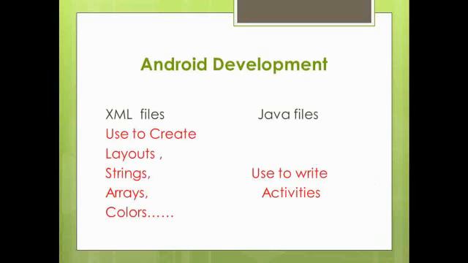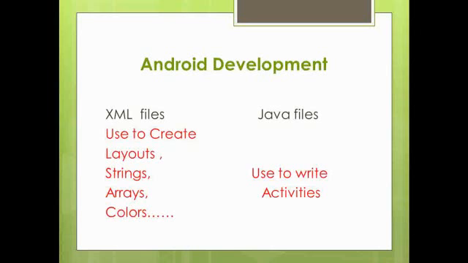Now let's talk about Android development. It has two major languages. It uses XML and Java. XML is mainly used for design purposes. With XML, we can create layouts, strings, colors, arrays, etc. And Java files are mostly used to write activities. My advice is to use XML because it is much safer and faster than Java.